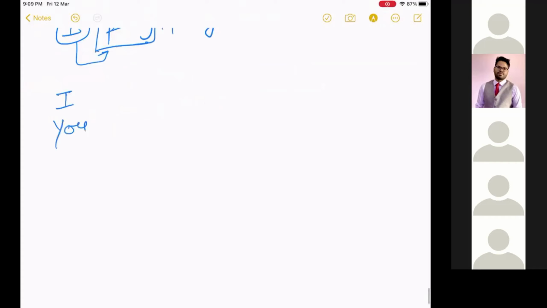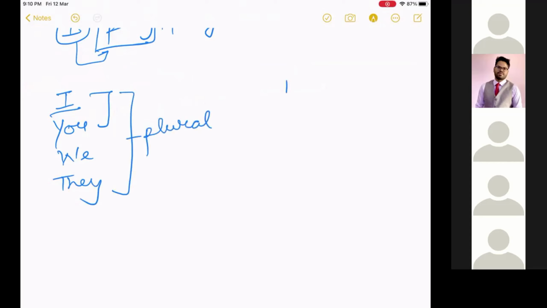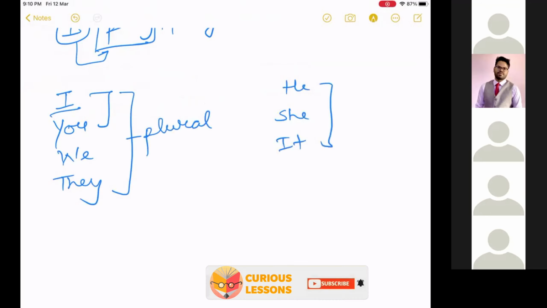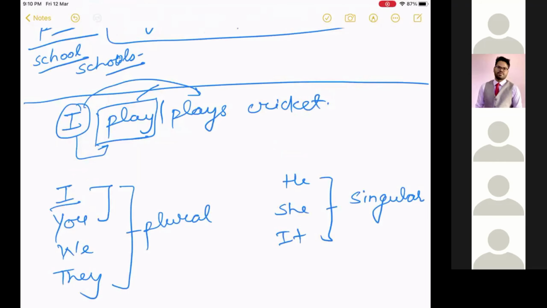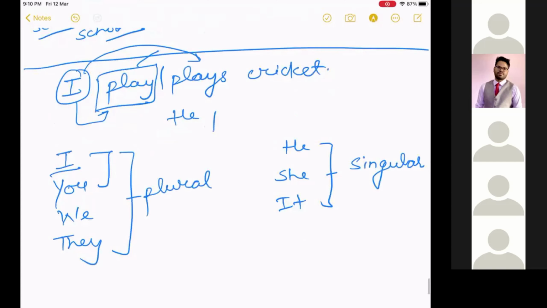If we talk about I and you, we put them in the plural category. Some people ask why we do that. Because to I and to you, all the rules of plural apply. So we have created our own category and put them in the plural category. So what do we have in the plural category? I, you, we, they. And in the singular category? He, she, it. So it will be he plays cricket, but with I it will always be I play cricket.